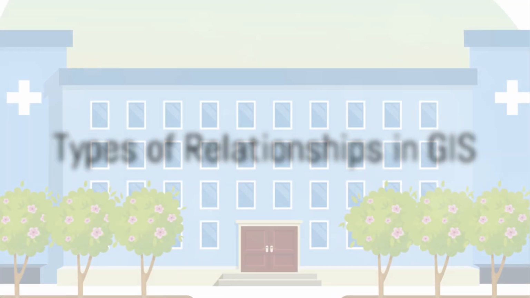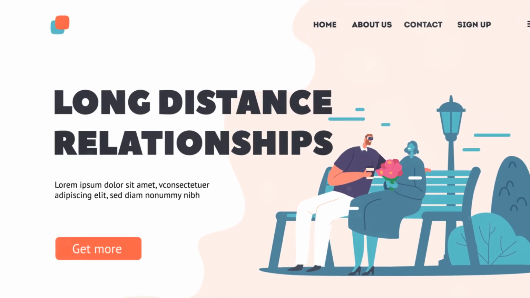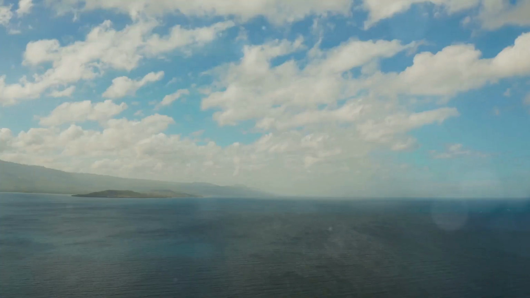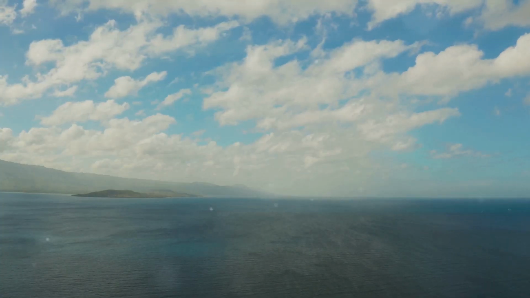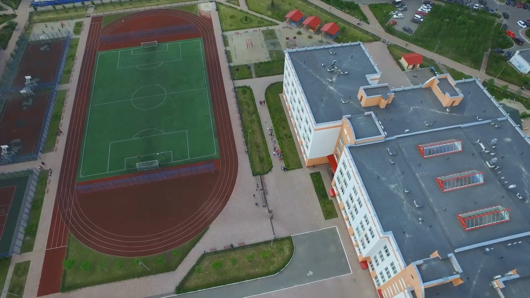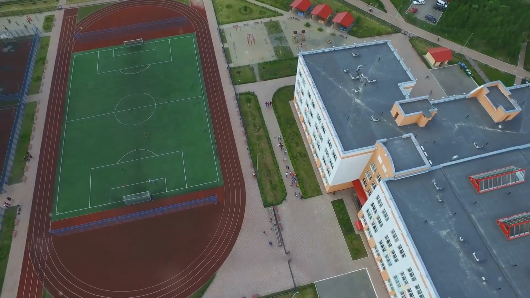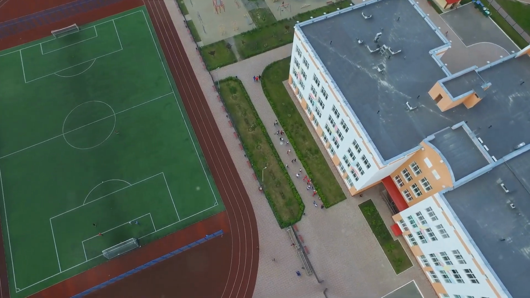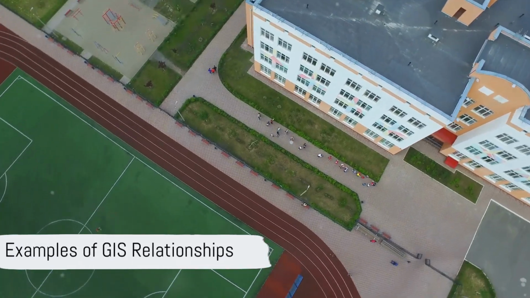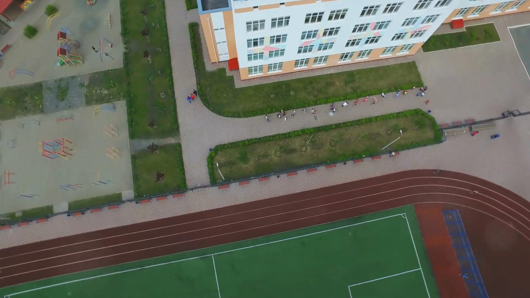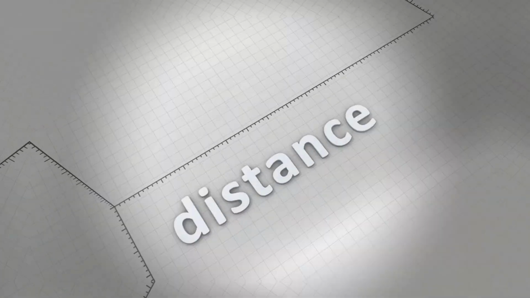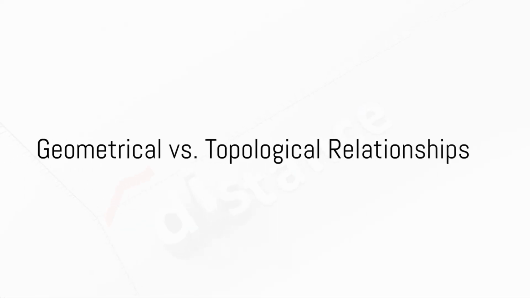Picture this: a school is 2 kilometers from a hospital. Here, the relationship between the two is defined by distance. Now imagine that the school is located on an island. In this scenario, the school and the island are related by an enclosure relationship. These are just 2 examples of the myriad ways in which features can be related to each other in a GIS. But not all relationships are created equal.